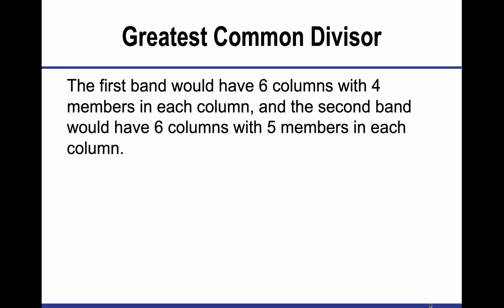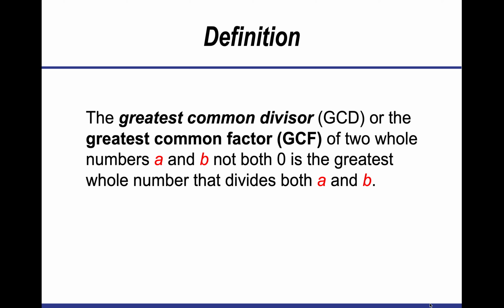The first band would have 6 columns with 4 members in each column, and the second band would have 6 columns with 5 members in each column, because I was looking at the commonality between those two groups. So the greatest common divisor would be the greatest common factor. We're looking at numbers that divide both into A and B.